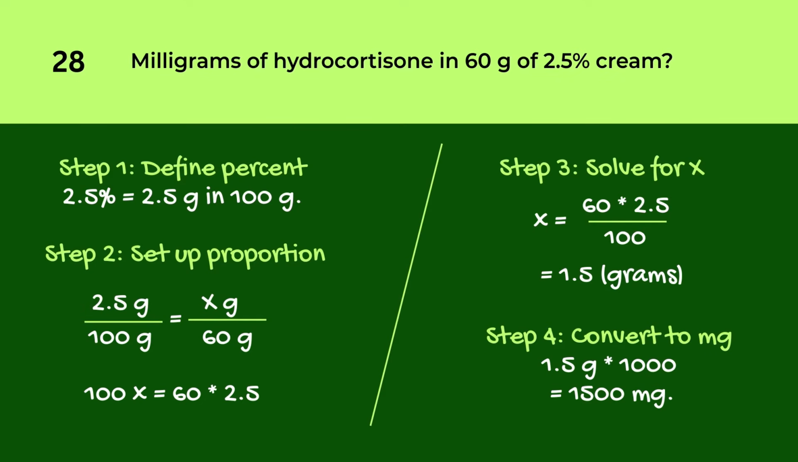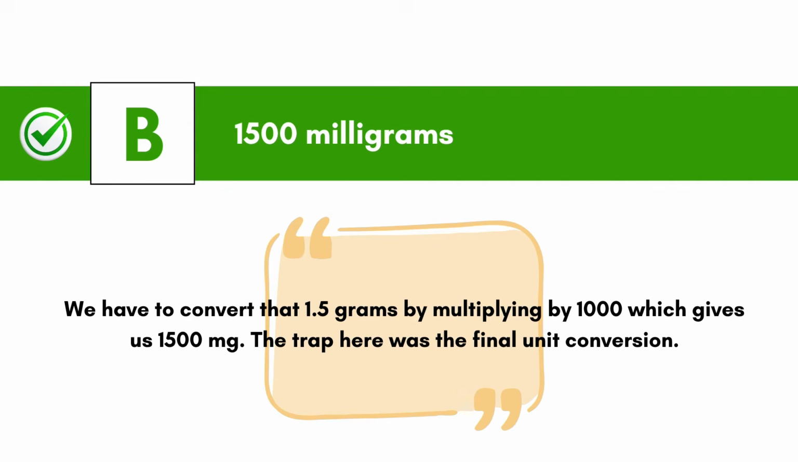We have 1.5 grams, but the question asks for milligrams. Exactly. Option B is correct. We have to convert that 1.5 grams by multiplying by 1,000, which gives us 1,500 milligrams. The trap here was the final unit conversion.